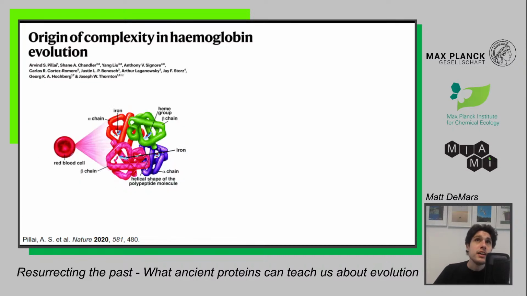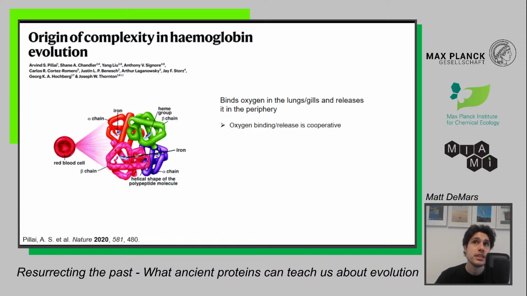Another related study, a more recent study in Nature from last year, looked at the origin of complexity in hemoglobin evolution. So hemoglobin is similar to myoglobin, but it's a little bit more complex in terms of its structure and its function. So unlike myoglobin, hemoglobin is responsible for transporting oxygen throughout the body. So it binds oxygen in the lungs or gills in aquatic animals and releases it in the periphery.